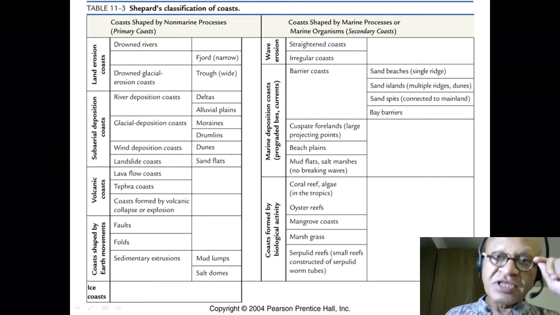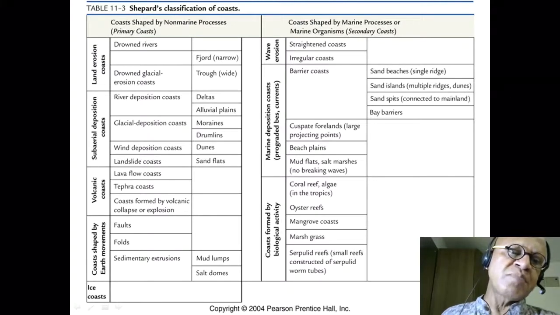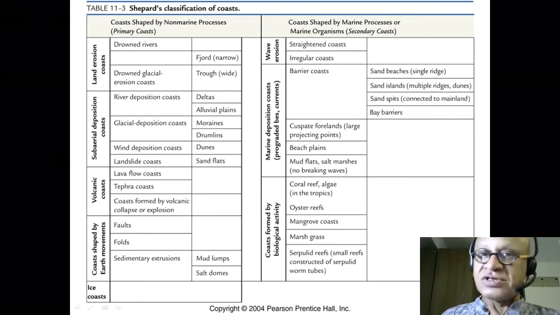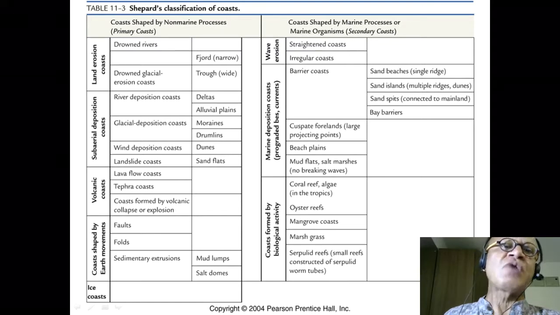attributes, multiple characteristics. Volcanic coasts, coasts shaped by Earth's movements or plate tectonics, and ice coasts, right? So these are non-marine processes. So you have land erosion coasts like drowned rivers, which we will see in a minute, and in that you get drowned glacial erosion coasts like fjords and troughs. Fjord is a Norwegian word. We'll see what it means.